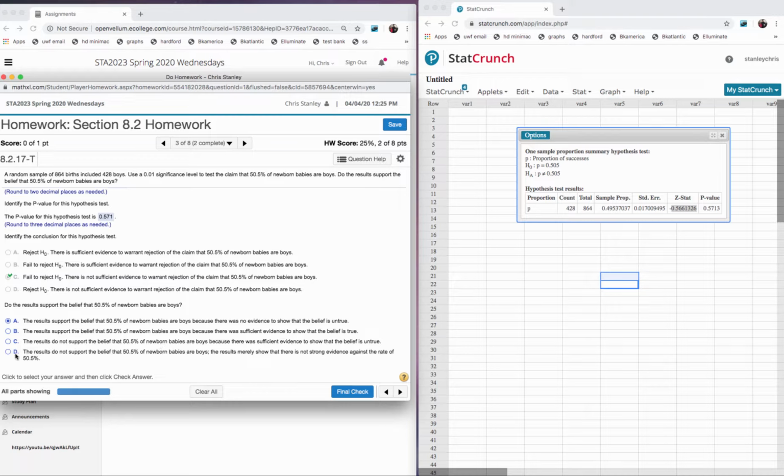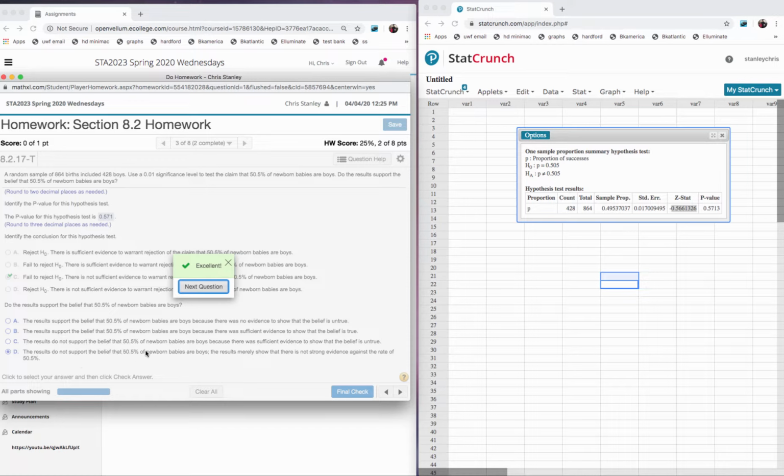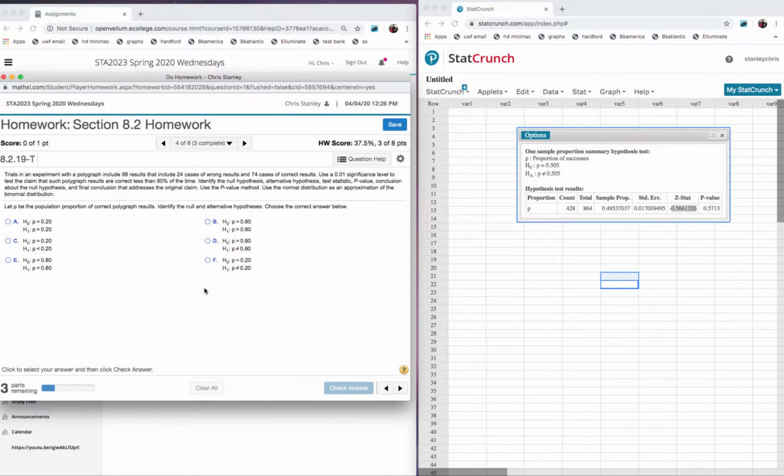I'm going to go with the last one. This is probably a more true way of saying it. The results do not support this. It just doesn't say that it's not this. It's kind of confusing. Okay.